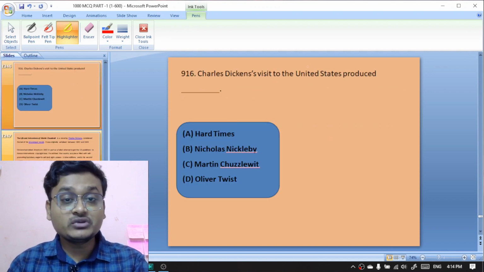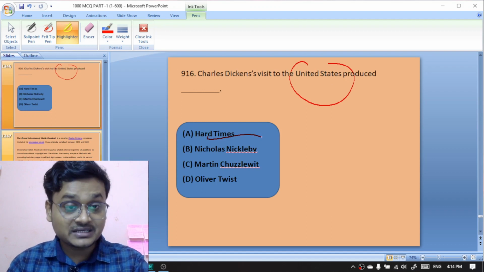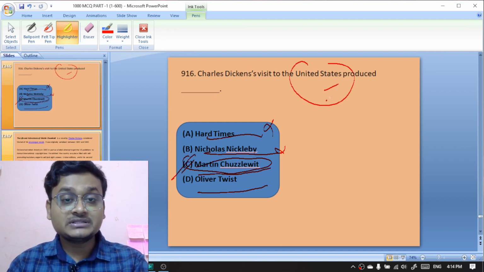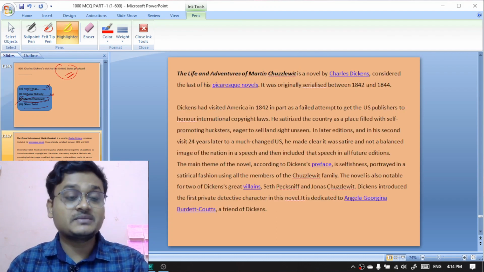Charles Dickens' visit to the United States produced Hard Times, no. Nicholas Nickleby, no. Martin Chuzzlewit, Oliver Twist. It was Martin Chuzzlewit. So Charles Dickens had visited the United States, and it helped him to produce Martin Chuzzlewit. Let's look at this explanation here.